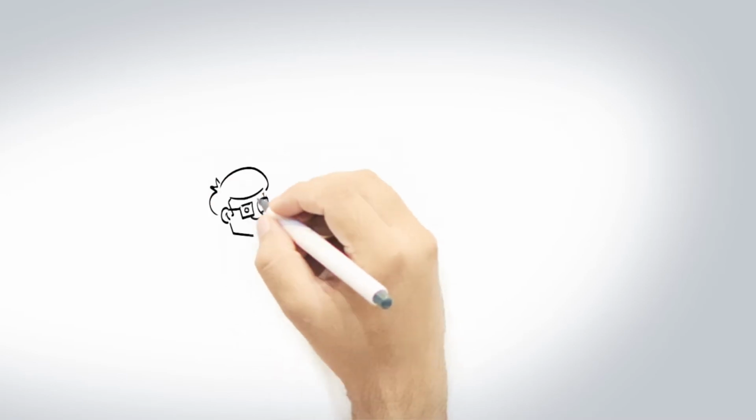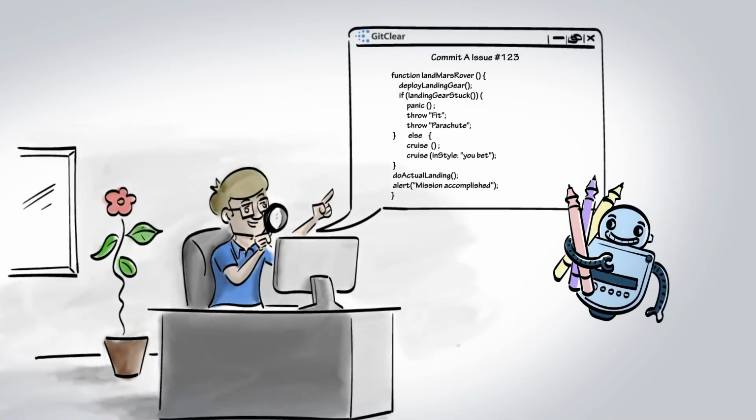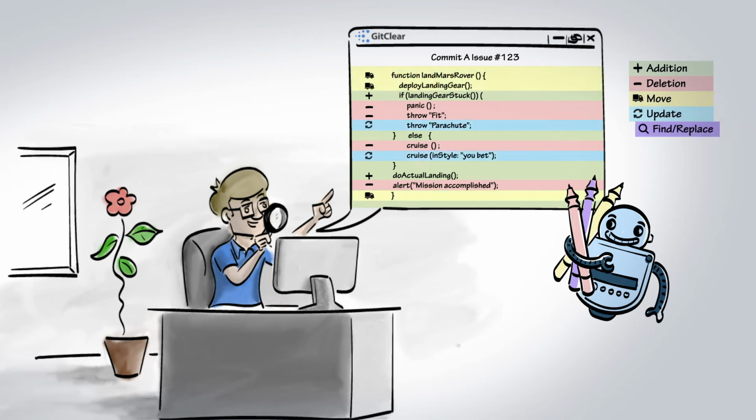Git Clear interprets code changes more like a CTO would. Beyond additions and deletions, we also recognize that code gets moved, updated, batch replaced, and copy-pasted. Then we mark language-specific idioms like keywords, includes, and comments to de-emphasize trivial changes.